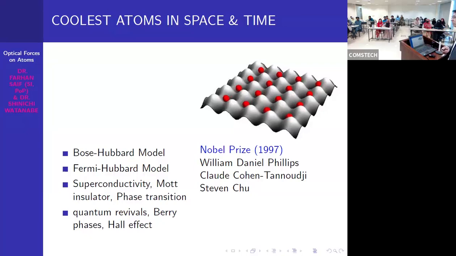So in the presence of ions, we can again have the Fermi-Hubbard model, which can be used and studied in this system. And these systems are very popularly used to develop superconductivity, Mott insulator, and phase transitions. We can study further things like quantum revival, Berry phases, and Hall effect in these systems. So these topics in optical lattices are very well discussed in my book. Shortage of time is not letting me discuss all of them here. But once you open it, you can see a very good detailed discussion on these topics.